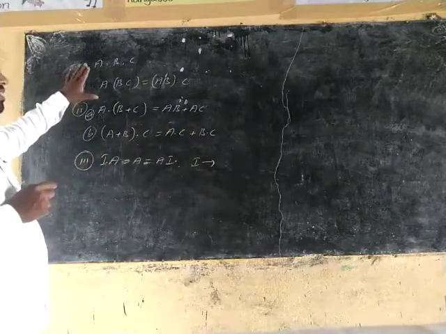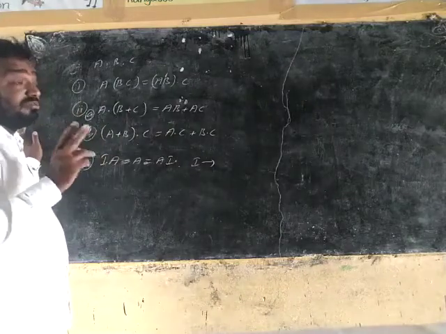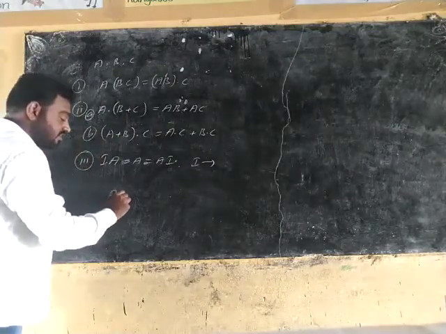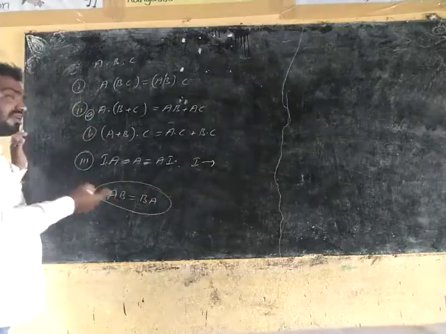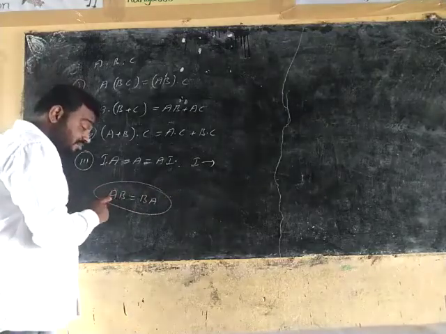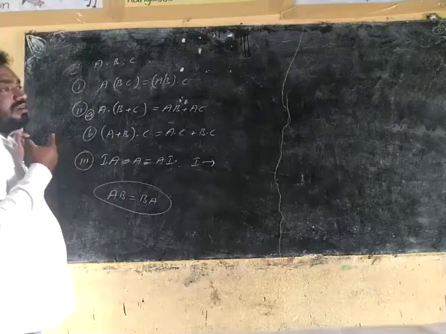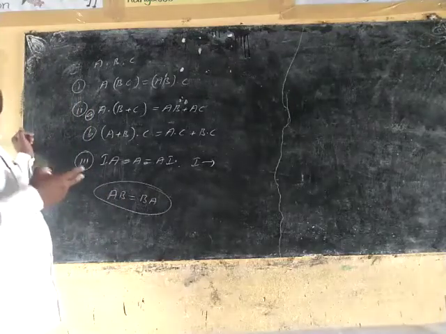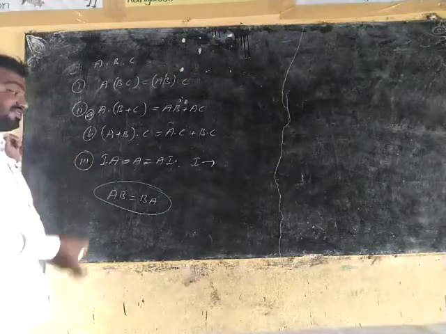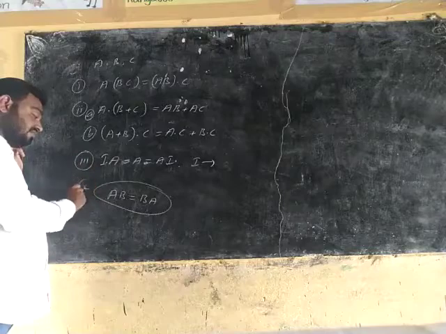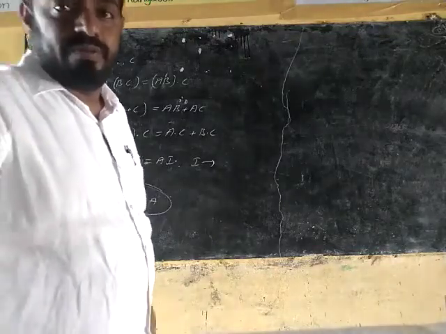Here, the product of matrices does not satisfy the commutative law. AB need not be equal to BA. Sometimes it is equal, but sometimes it need not be equal. That means the commutative law is not always satisfied by the product of matrices. You remember this point. Next we will see some problems now.